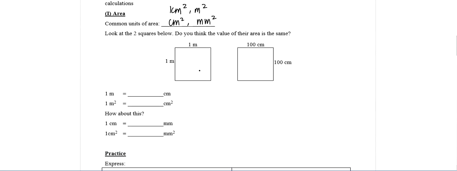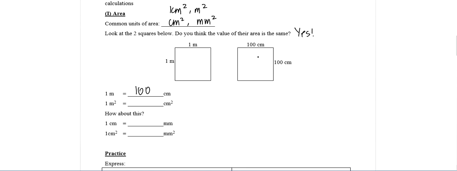Let us look at these two squares. Do you think the value of the area is the same? Let's investigate. Now, this is a 1 meter by 1 meter square. Do you recall that 1 meter is equal to 100 centimeters? If that is the case, will a 1 meter by 1 meter square have the same area as a 100 cm by 100 cm square? The answer should be yes. So we have established that they have equal areas.